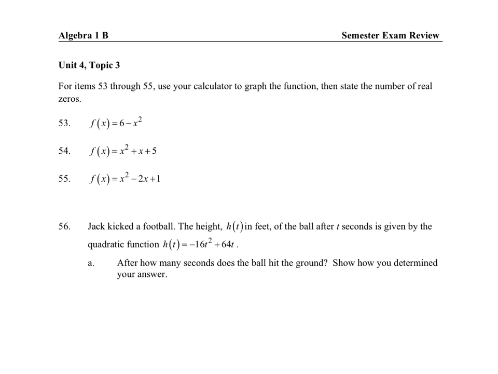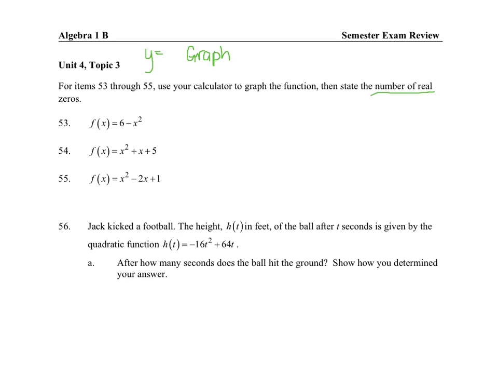So for items 53 through 55, use your calculator to graph the function, then state the number of real zeros. So what you're going to do is you're going to press the y equals button on your calculator. You're going to put in each of these functions, and then you're going to press graph.